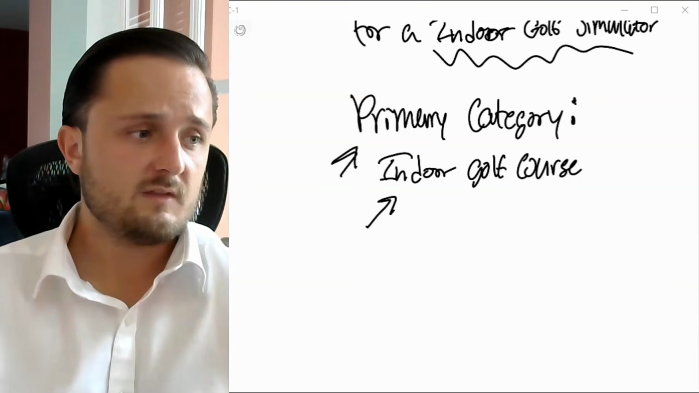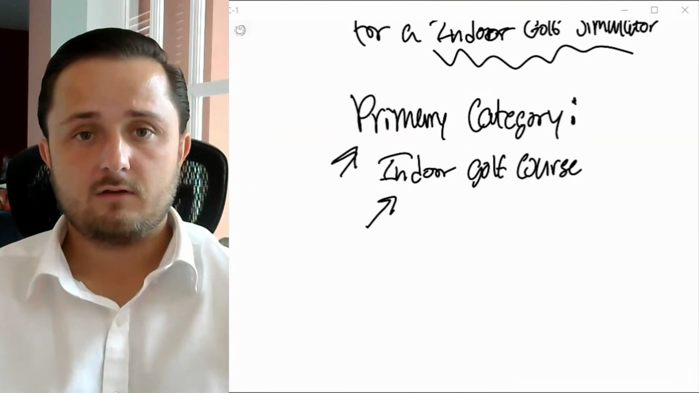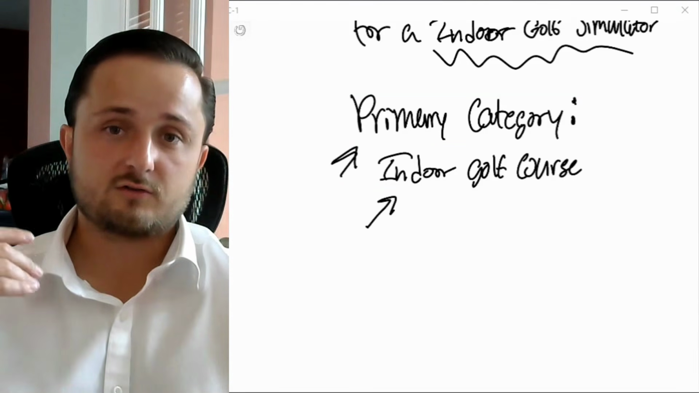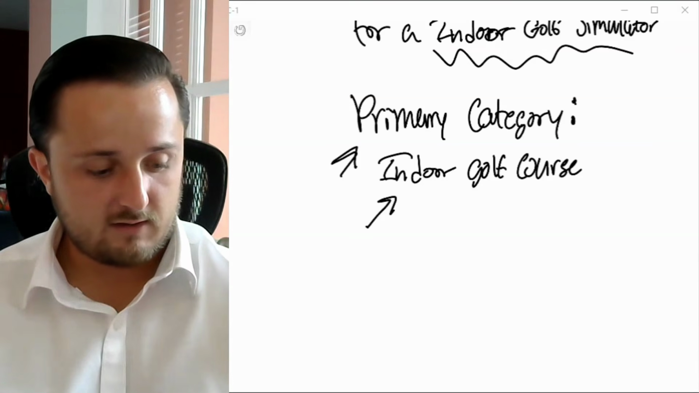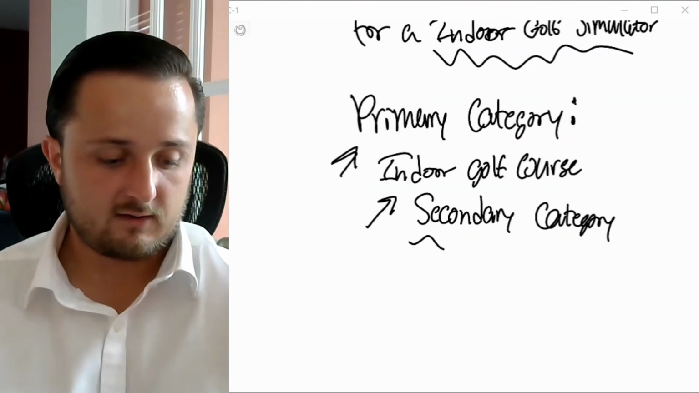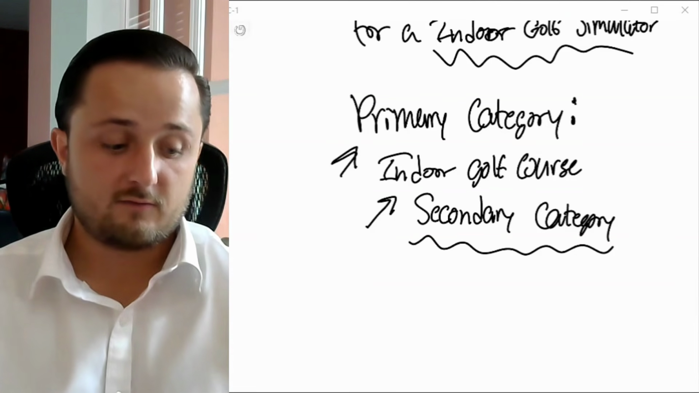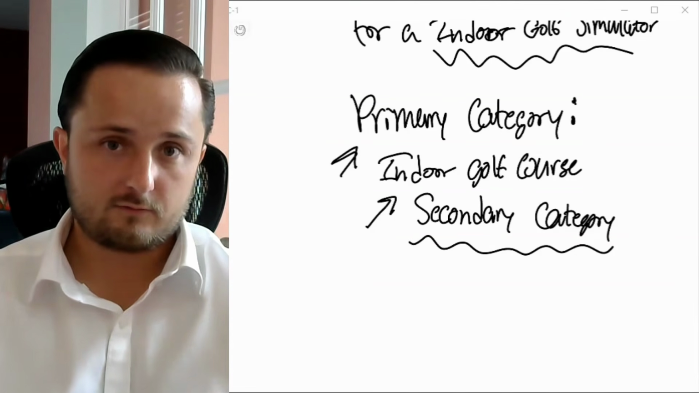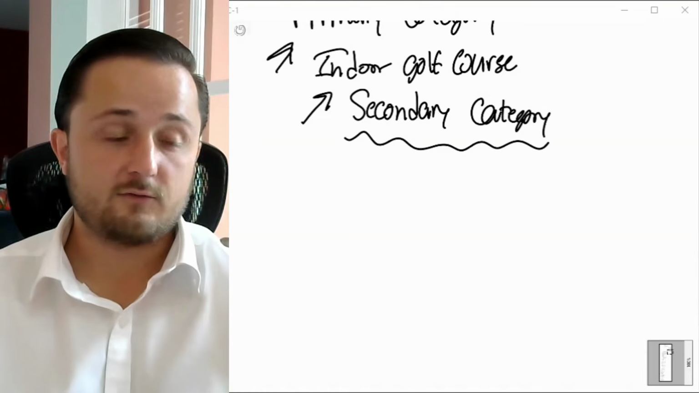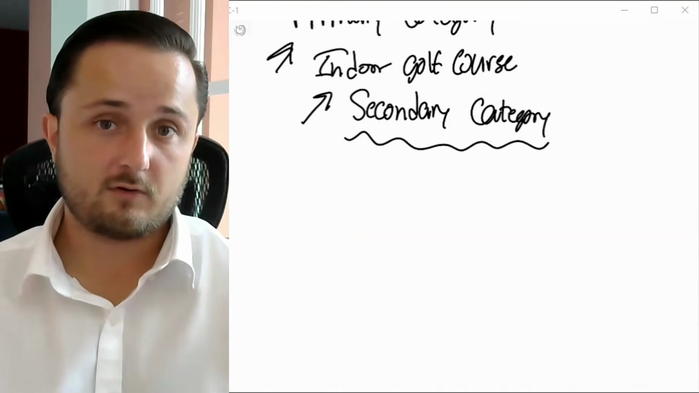Now, if you offer instruction services or instructor services, then that's going to be a secondary category. But the primary is going to be indoor golf course. For the secondary, if you offer that, you can put golf instructor as well.